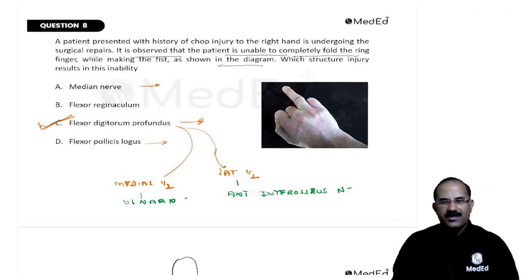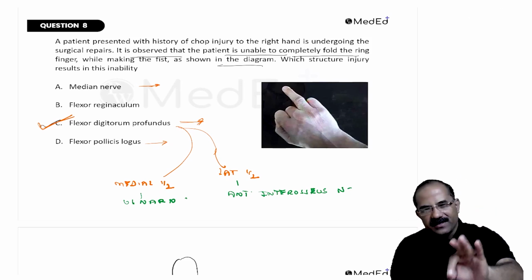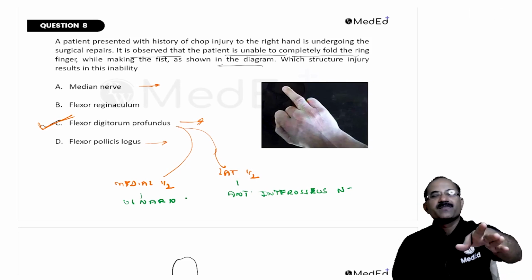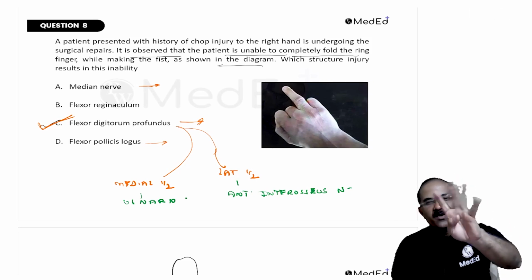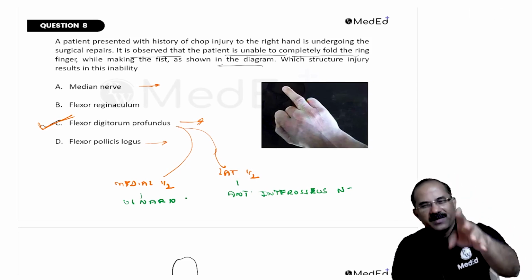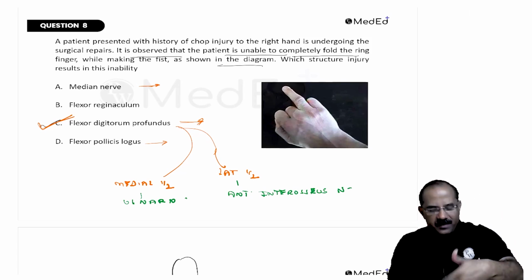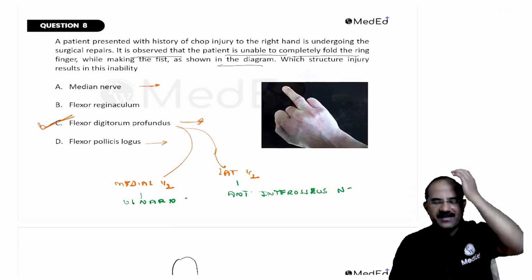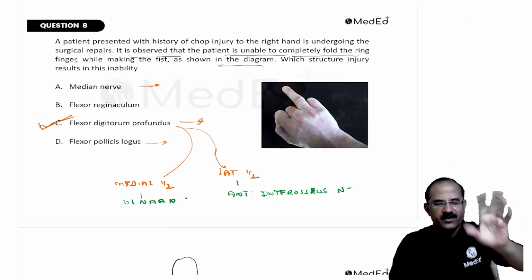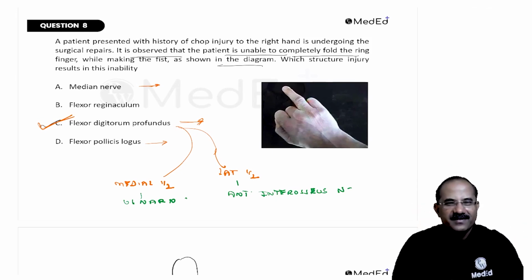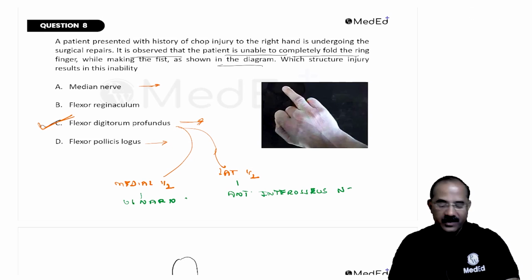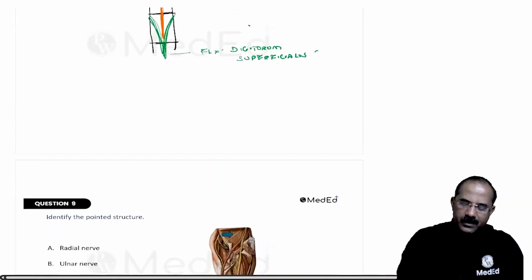Clear? Just to confuse you, this question is given like this. What Naman has asked is perfect. Profundus injury हो गया, so all four fingers should be extended. That's fine, but they are focused only on the ring finger. But out of all this, the answer is profundus. Okay, so your confusion can be solved by that. Very good, very good. Okay, coming to the next MCQ.